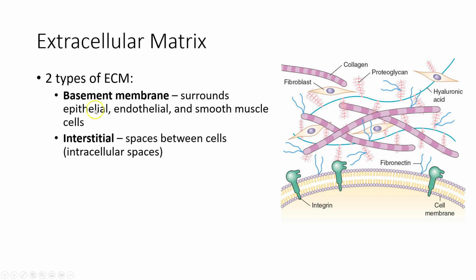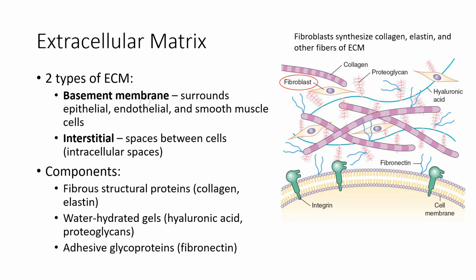An example would be in the kidneys. We have a basement membrane that holds together those cells in the glomerulus. And then we also have interstitial extracellular matrix, and this fills in all the space between the cells, the intercellular space. So the primary components of the extracellular matrix include the fibroblast. So these are important because they synthesize collagen, elastin, and other fibers that are key to the extracellular matrix.